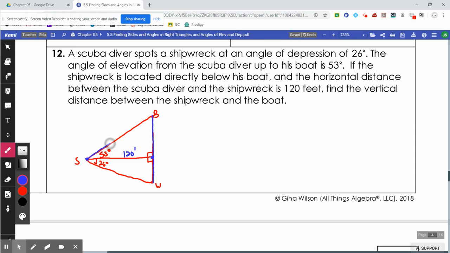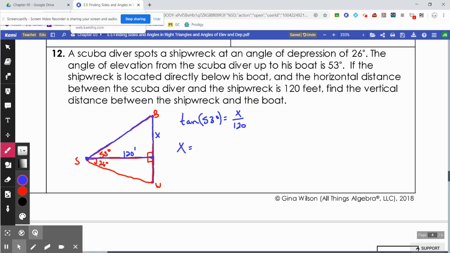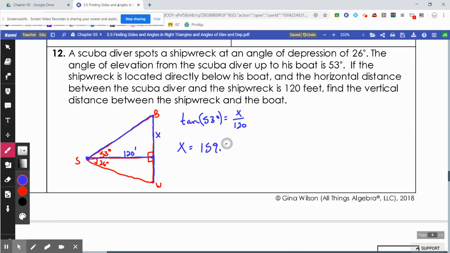Let's start with our top triangle up here, and let's find this distance. So that'd be an opposite and adjacent problem. That'd be a tangent of 53 is equal to opposite over adjacent. In order to find that x, we're going to multiply 120 by the tan of 53, and we get 159.2 feet.